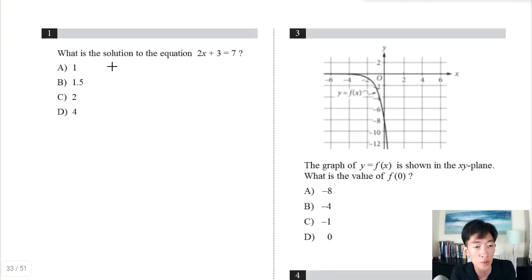Question 1. What's the solution to the equation 2x plus 3 equals 7? So this is straightforward algebra. Just subtract 3 from both sides. You get 2x equals 4. And then divide both sides by 2. You get x equals 2. And your answer is C.